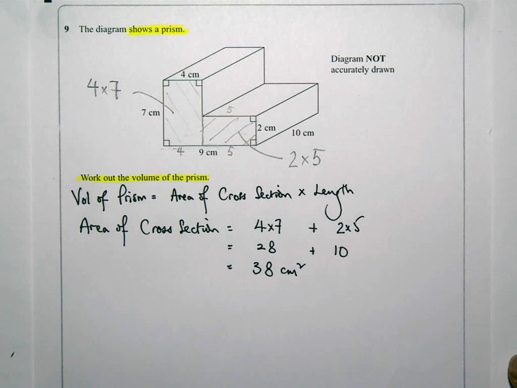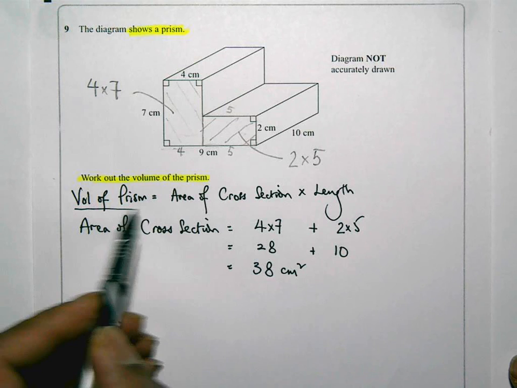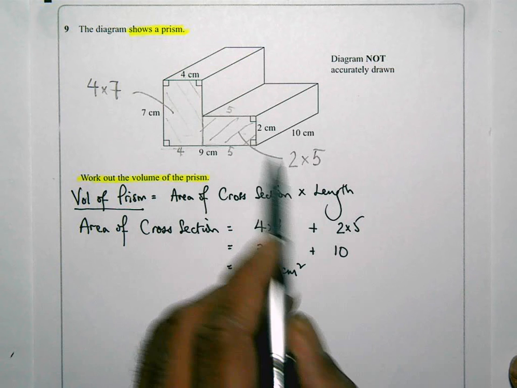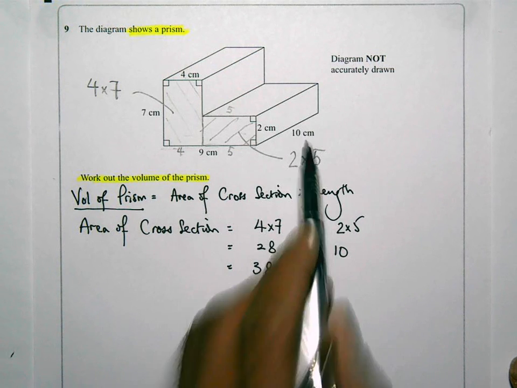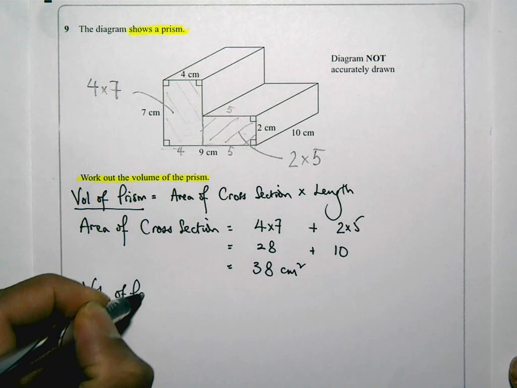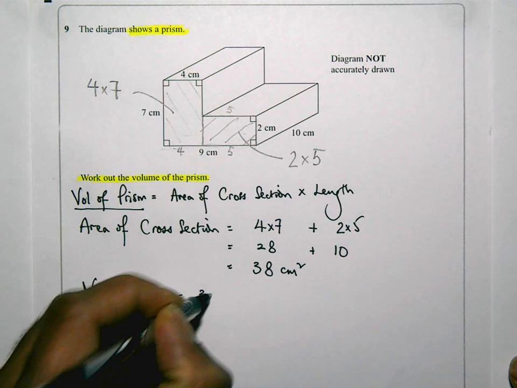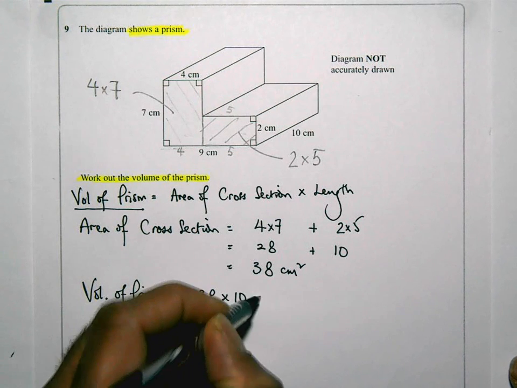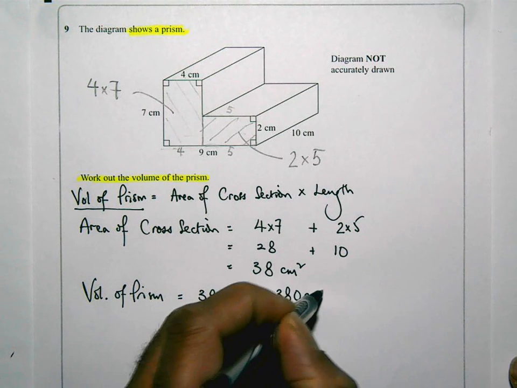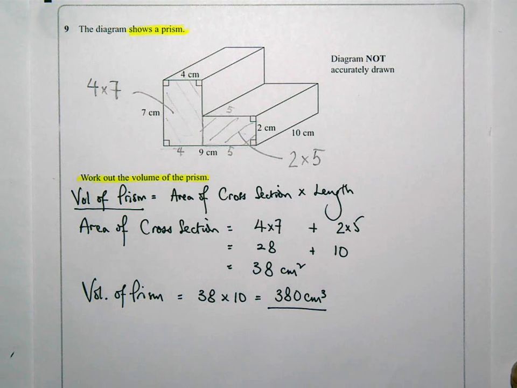But remember, to work out the volume of a prism is the area of the cross-section times the length. The length is how far back it goes. And how far back does this go? It goes back 10 centimeters. So the volume of the prism is going to be 38 times 10. And 38 times 10 is 380 centimeters cubed. I've written that there, but actually centimeters cubed is already written in the answer space, and I'm just writing it now. 380 centimeters cubed.